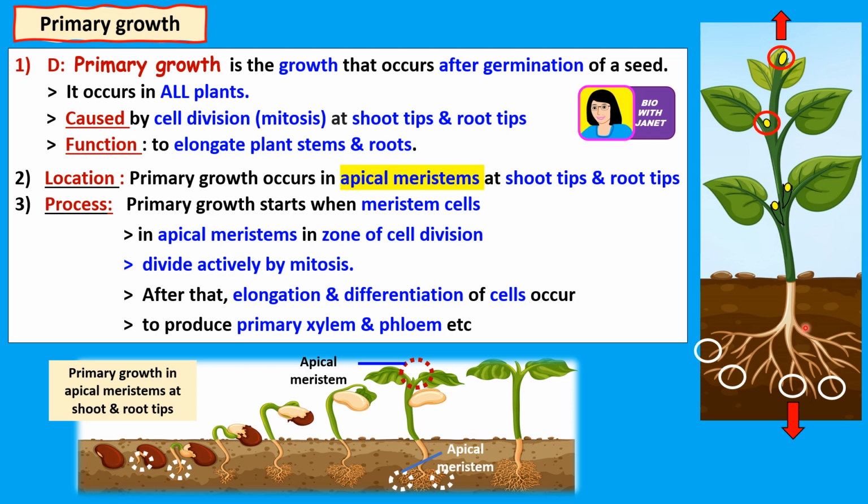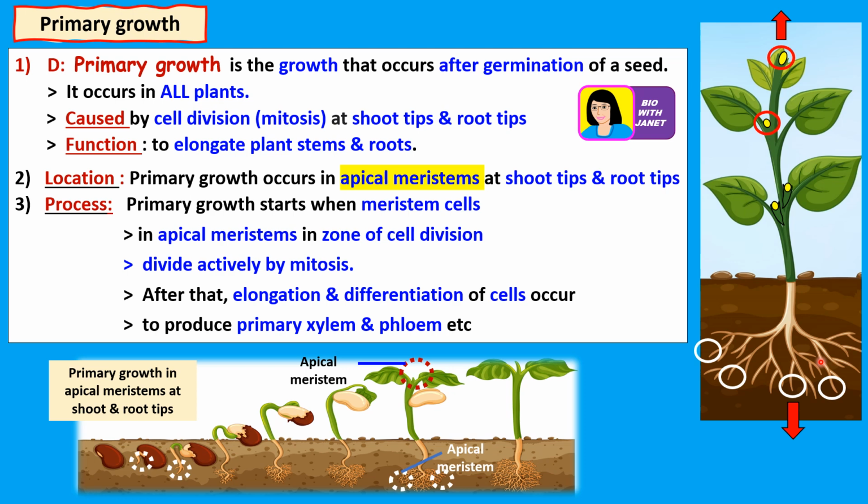The function is to elongate the plant stems here and the roots also. Okay, so when it elongates the plant stems, then the plant can grow higher and higher, taller and taller, to obtain more sunlight for photosynthesis, and so that they won't be covered up by the other plants. Now, location. Primary growth occurs in the apical meristems at the shoot tips and root tips, okay, to cause the plant to elongate.